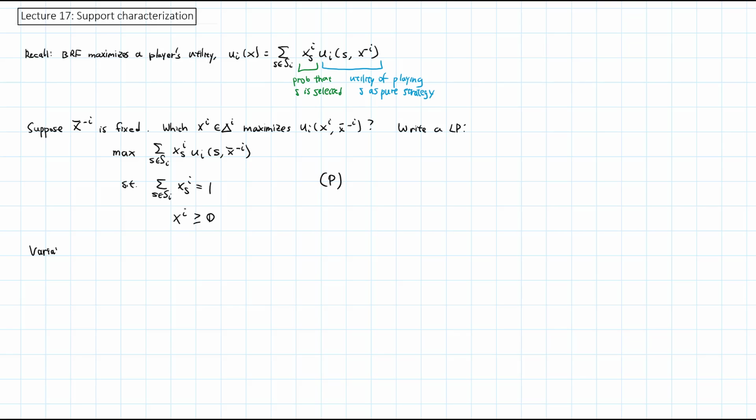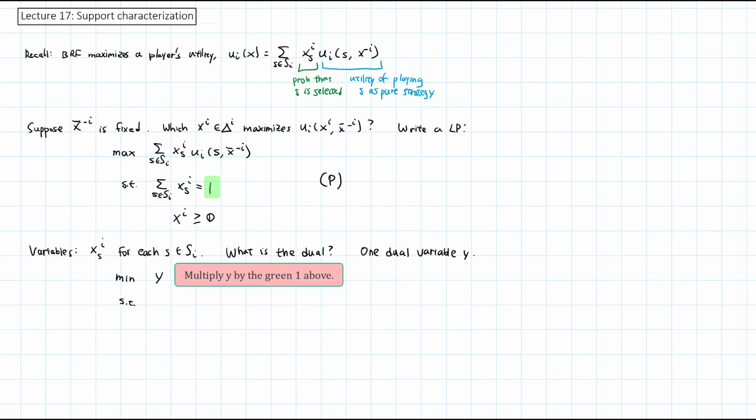Here, the variables are x_Si for each of the strategies S for player i. Now that we have a linear program, naturally we want to know what is the dual. Here, there is only one constraint, so there is only one dual variable, y. In the dual, we are minimizing y.